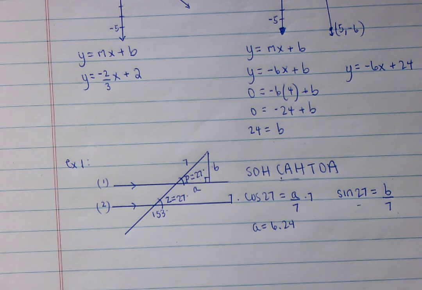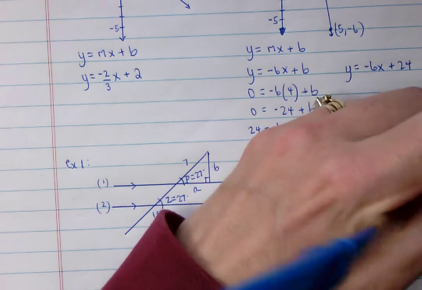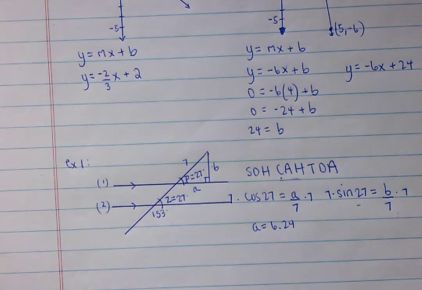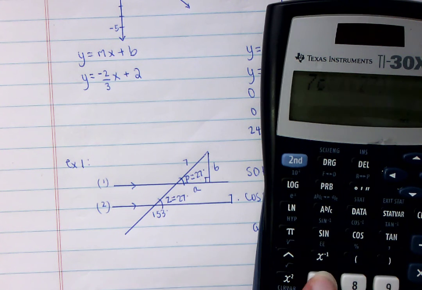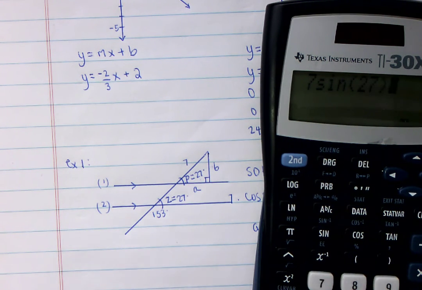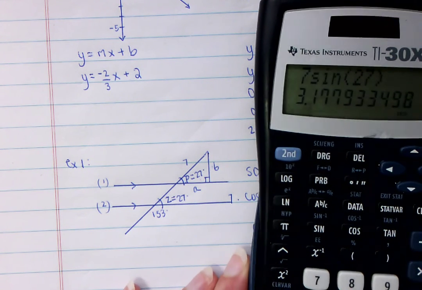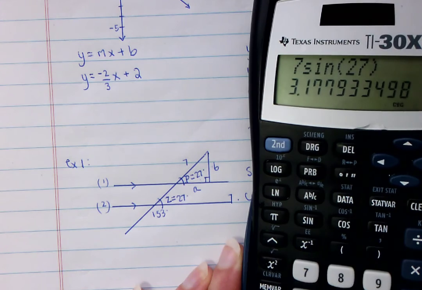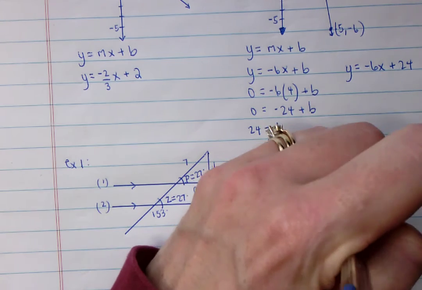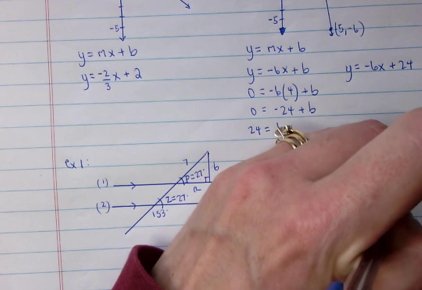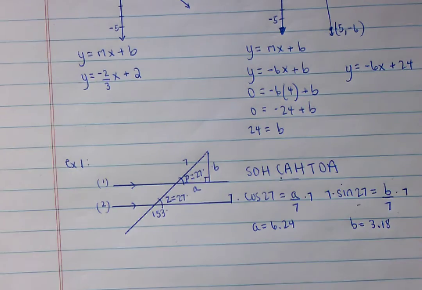And now, same as before, multiply both sides by 7. When you do that, we're going to do 7 sine 27. And this is where we get 3.18 approximately. So B is 3.18. So that's how you do those. And that's all they wanted. They just wanted sides A and B.